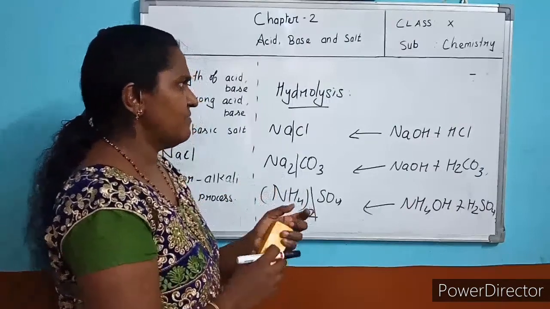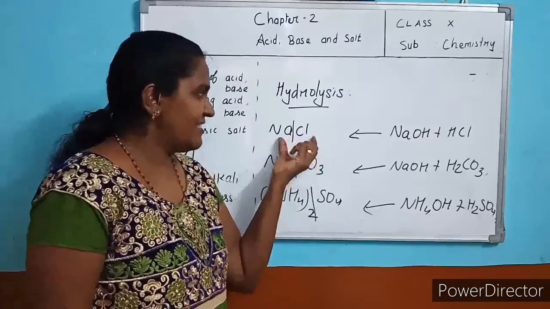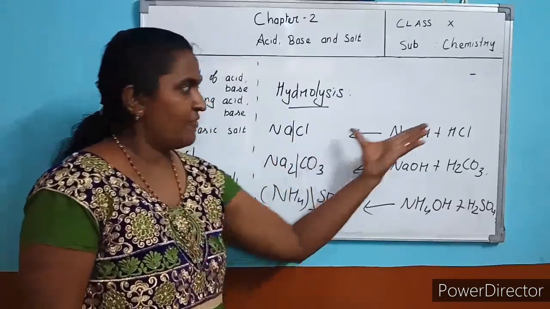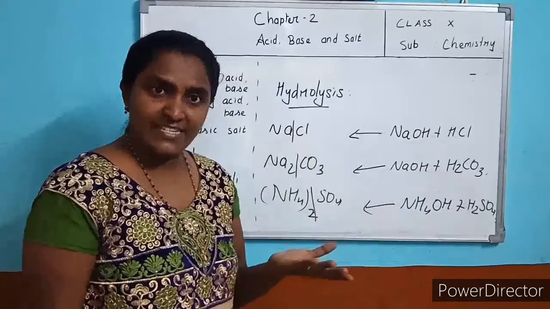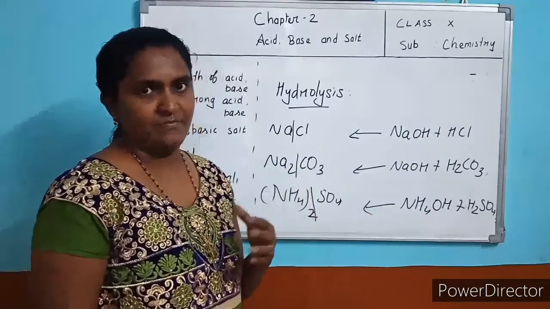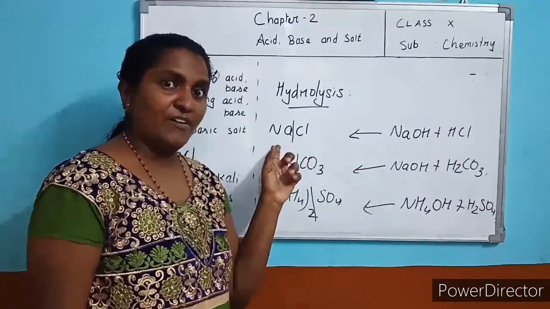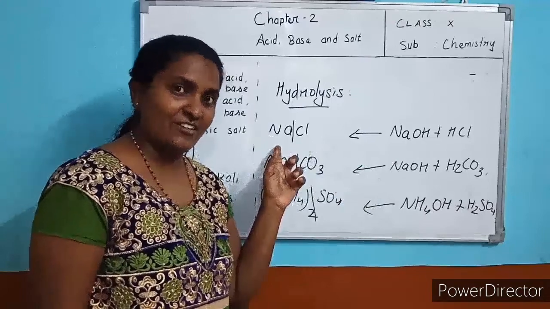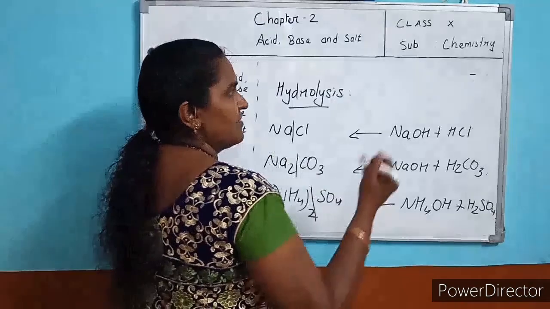Now you are going to identify the nature of the salt. From this you come to know whether the salt is having acidic nature or basic nature. Okay, see clearly. I am going to tell what type of salt it is, whether it is acidic salt or basic salt.